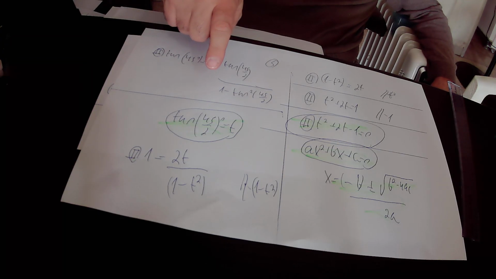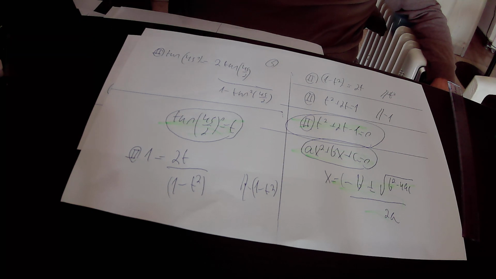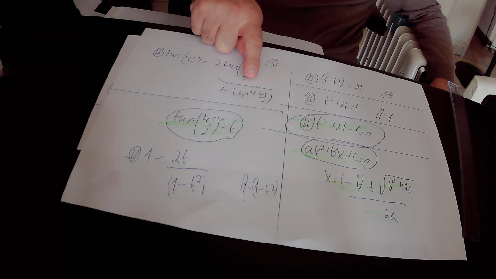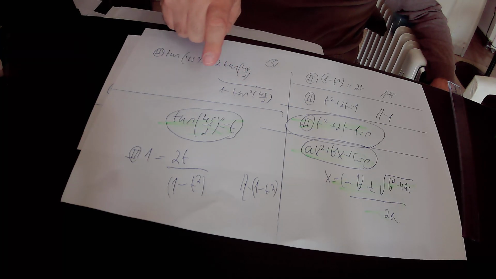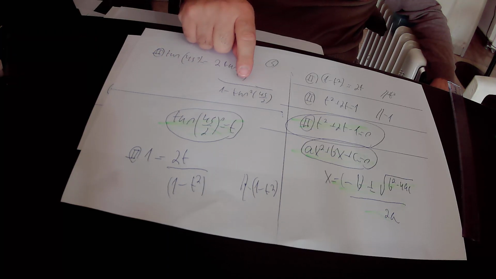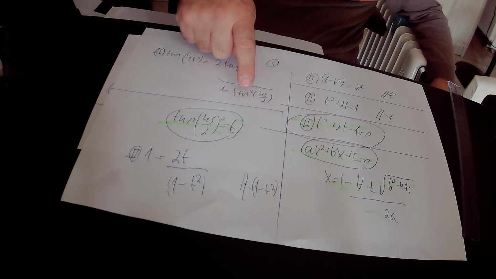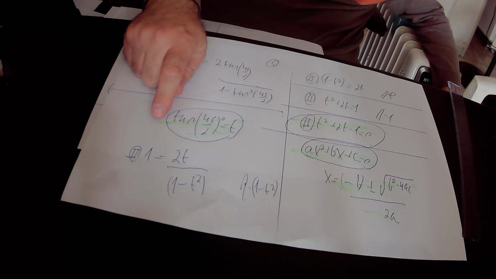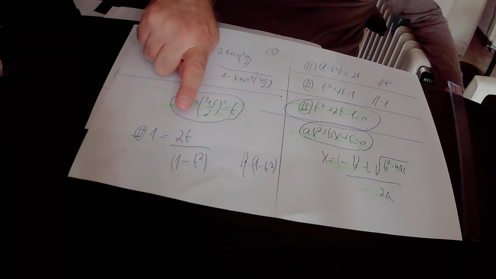Then we define tangent 45 over 2 degrees as t, and we substitute tangent 45 over 2 degrees in equation number 2 by t. Here tangent 45 degrees is 1, and it equals 2 times tangent 45 over 2 degrees, which is 2t, over 1 minus tangent square 45 over 2 degrees. If tangent 45 over 2 degrees is t, it means that tangent square 45 over 2 degrees equals t squared. So in conclusion, according to equation number 2, 1 equals 2t over 1 minus t squared.